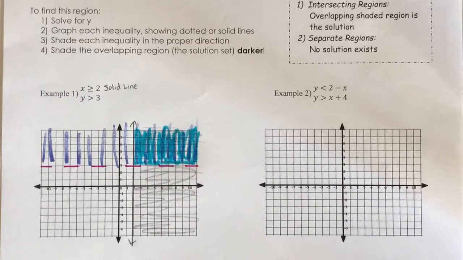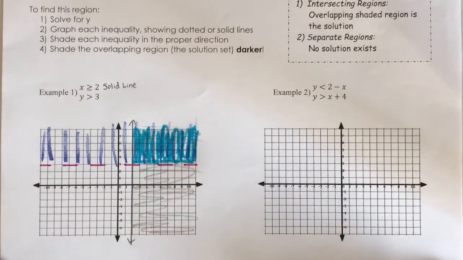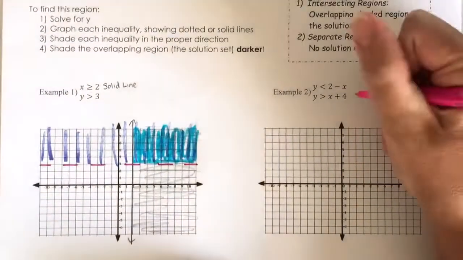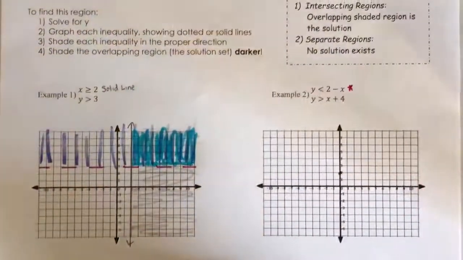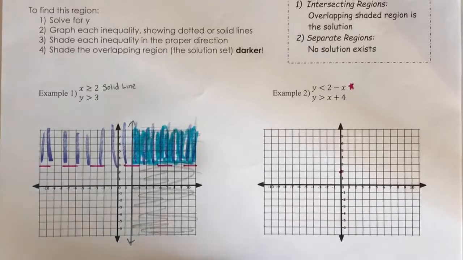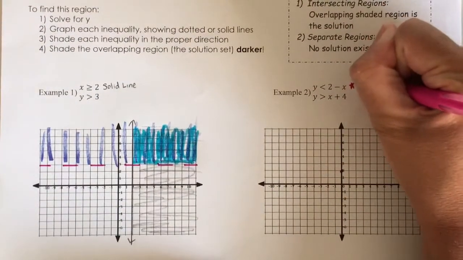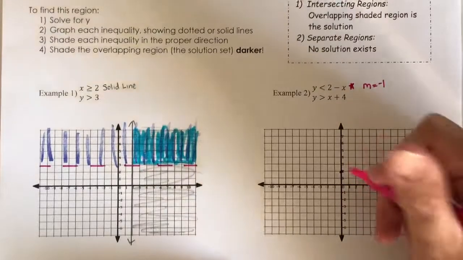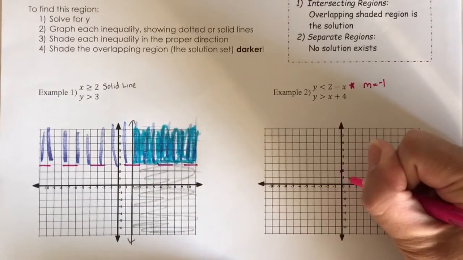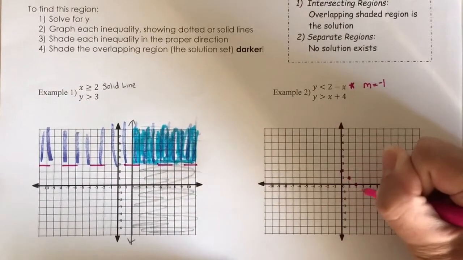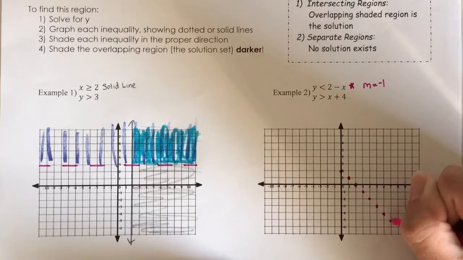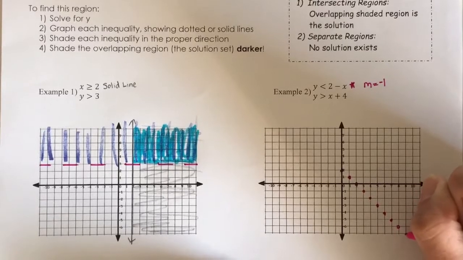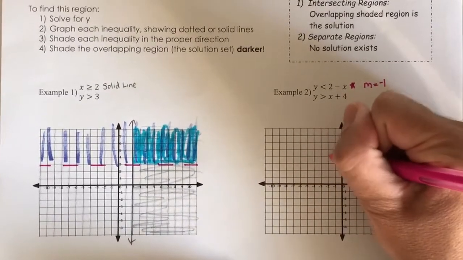Now let's take a look at the second example. Notice how these are both already written in slope-intercept form. So for the first line, I have a y-intercept of 2. And I have a negative x, so I've got a slope of negative 1. That tells me I'm going to go down 1 and to the right 1. I'm going to fill my coordinate plane up with points. I can also go up 1 to the left 1.